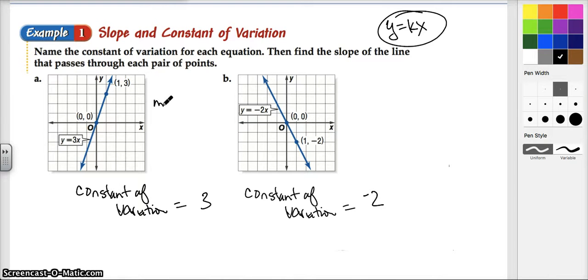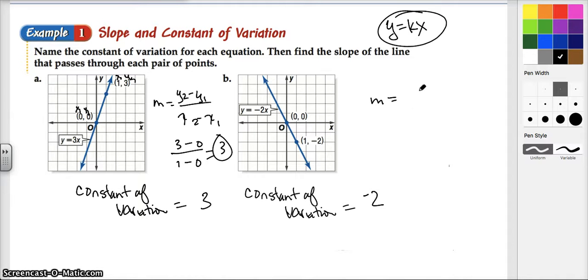We can find the slope. Slope is equal to y sub 2 minus y sub 1 over x sub 2 minus x sub 1. When I do that, let's say I'm going to call this my x1, y1, and this therefore is my x sub 2, y sub 2. So I get 3 minus 0 over 1 minus 0, and not surprisingly I got 3.